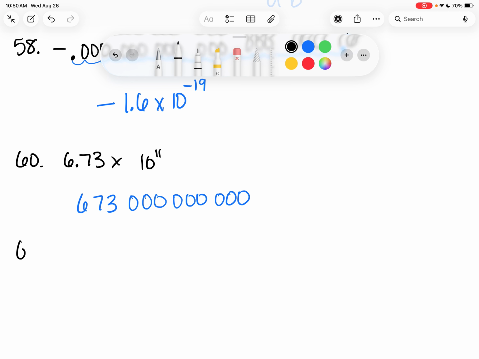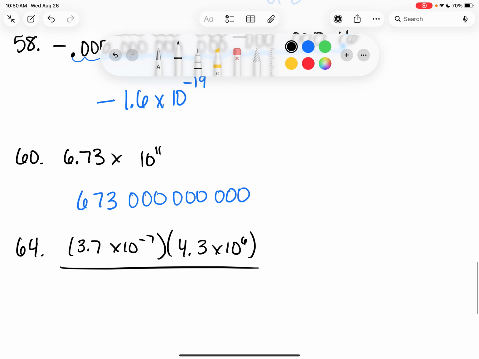Last one. In parentheses, 3.7 times 10 to the negative 7, times 4.3 times 10 to the 6th, all over 2.5 times 10 to the 7th.